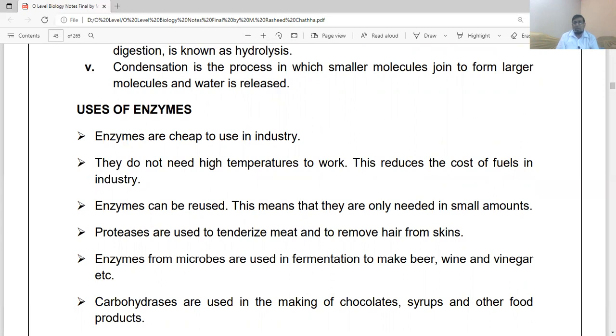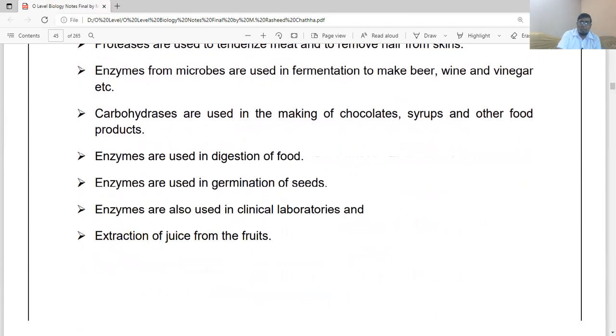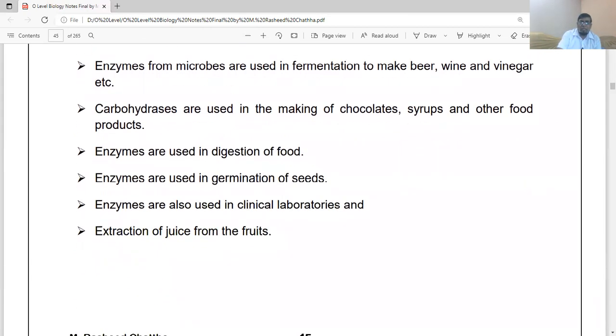Proteases are used to tenderize meat and to remove hair from skin. Enzymes from microbes are used in fermentation to make beer, wine, vinegar, etc. And carbohydrases are used in making chocolate, syrups, and other food products. Enzymes are used in digestion of food, enzymes are used in the germination of seeds, and enzymes are also used in clinical laboratories and extraction of juice from fruits.